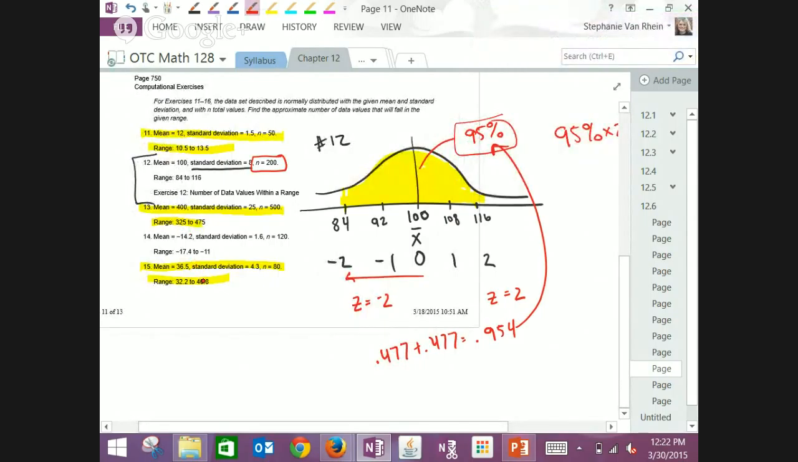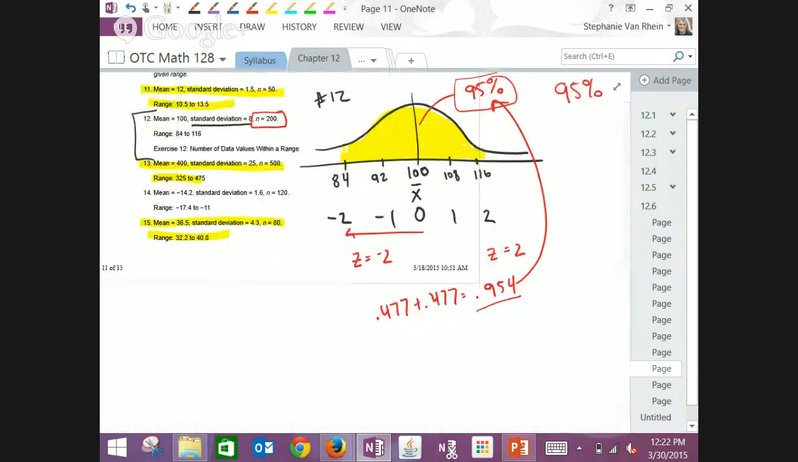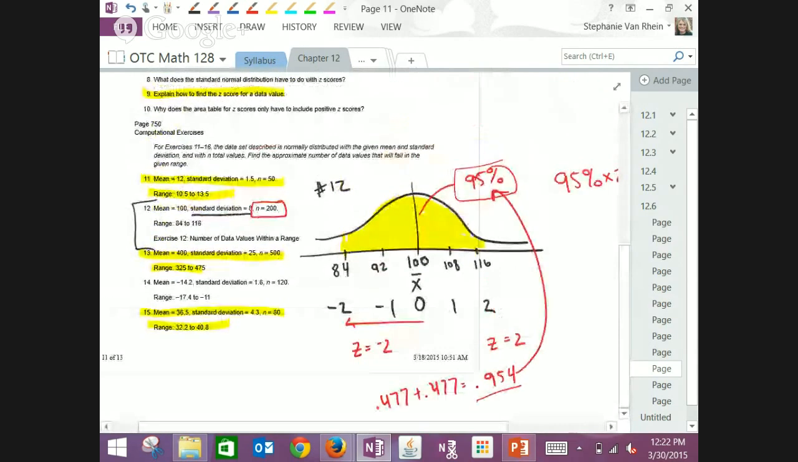Exactly. If they were just to give you a random range and it wasn't on one of the standard deviations, would you just do the area value and then times it by 100 to get the percentage? Yeah. We'll do an example of one where it doesn't fall exactly on 1, 2, or 3 standard deviations. But on 11 through 15 here, your ranges fall within exactly 1, 2, or 3 standard deviations.